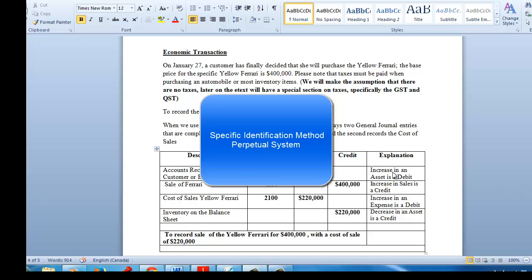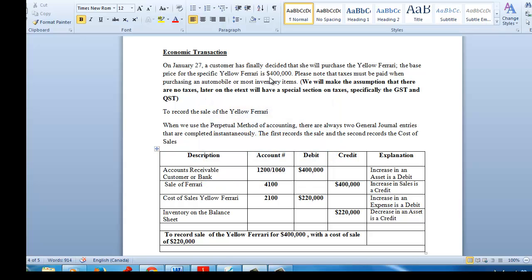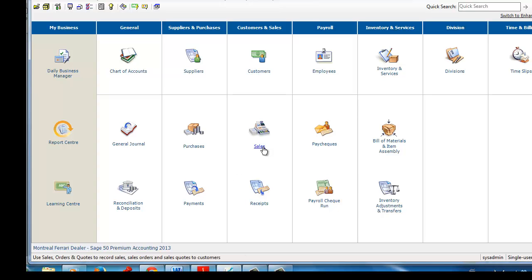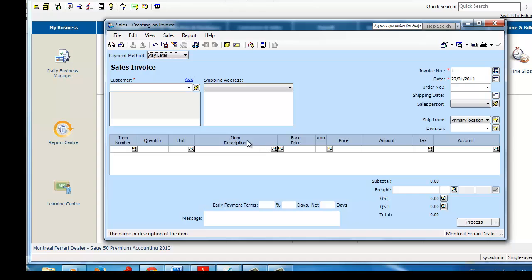In this example, we will demonstrate the sale of one yellow Ferrari for the price of $400,000. So how do we account for this? Very easy. We simply go to our accounting system. We select sales because that is exactly what we're doing. We're going to make a sale. And the customer is going to pay later.